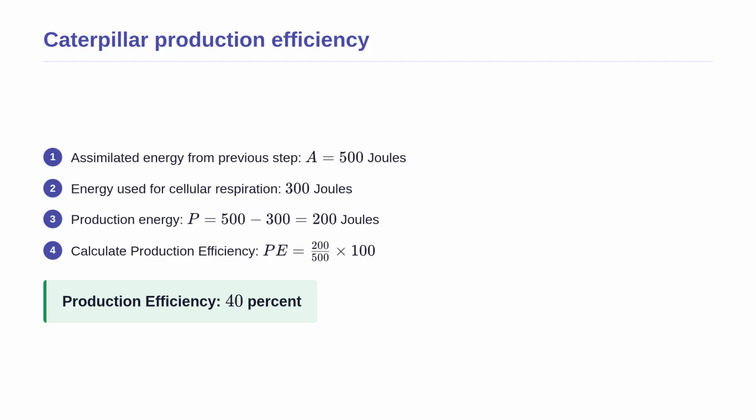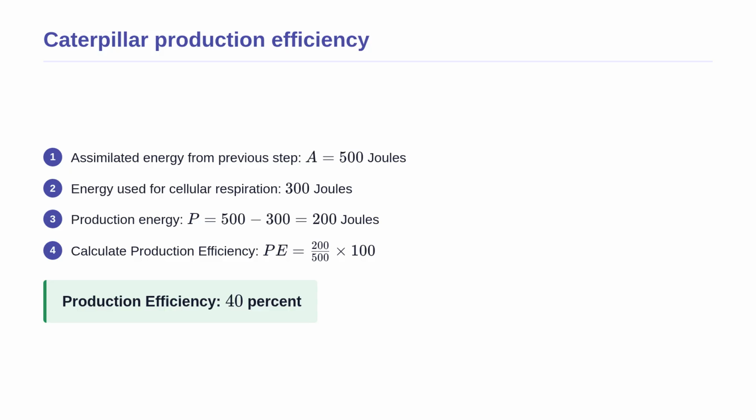Building on our previous calculation and this new formula, we now need to find the caterpillar's production efficiency. We know the assimilated energy, A, is 500 joules. The caterpillar uses 300 joules for cellular respiration, which includes moving and breathing. To find the production energy, P, we subtract the 300 joules burned for respiration from the 500 joules of assimilated energy. This leaves exactly 200 joules for actual growth.